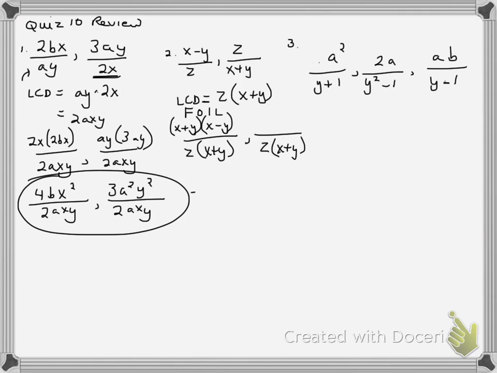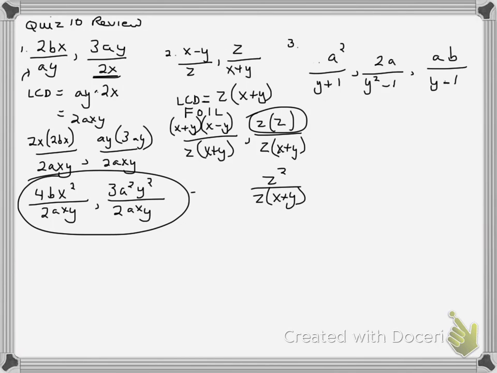Or I could actually even just leave it like it is. And in the next one, I have the x plus y, so my multiplier is going to be z times the other z. So it's going to be, simplifying this, I'll get z squared over z times the quantity x plus y. Now do not go back and start canceling, because the goal here is to get the same denominators. Okay, so you won't do that.